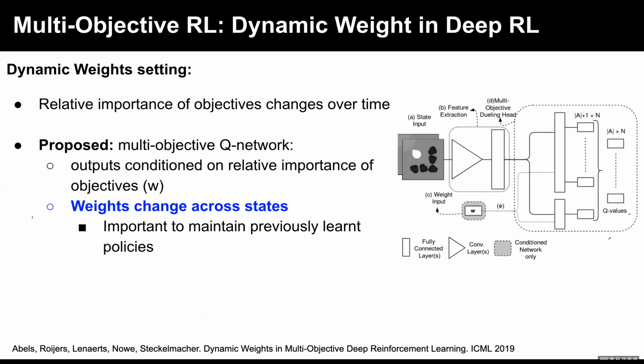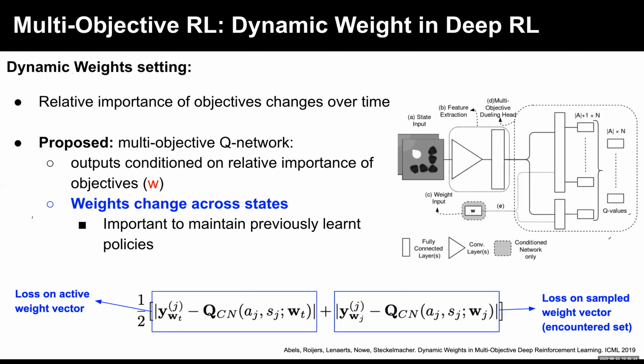And in general, this can become problematic because we don't want to jump a state and then suddenly forget everything we have learned about the objectives so far. So we want to maintain previously learned policies as well, because otherwise, across each state, the problem of policy learning becomes intractable because you're not able to reuse learnings from the previous state. So this is why the authors proposed a two-loss combination.